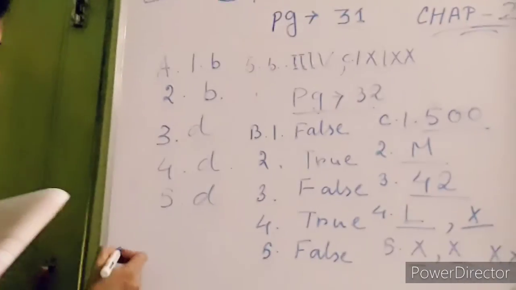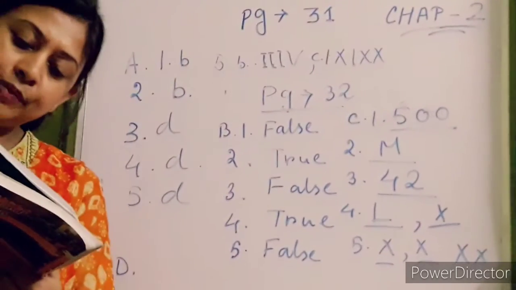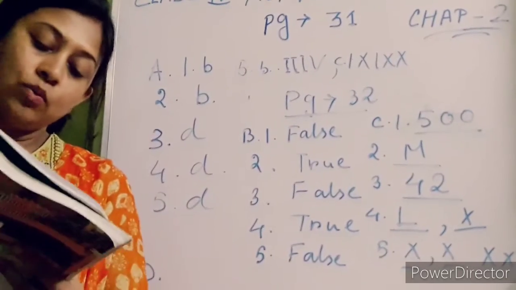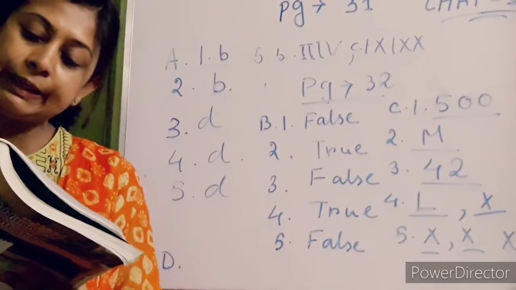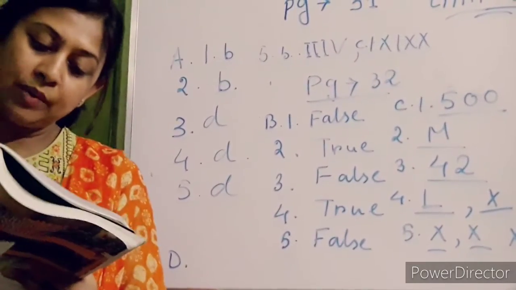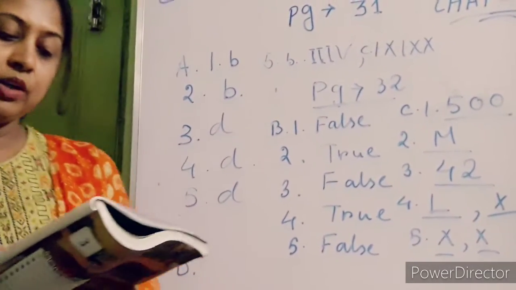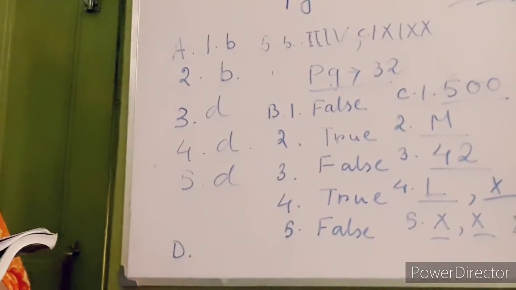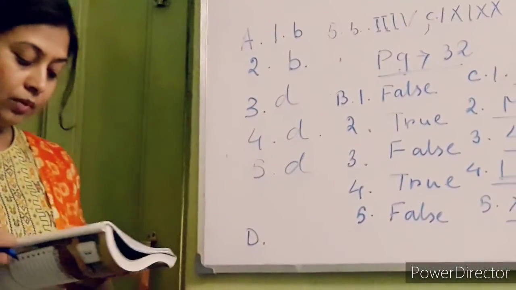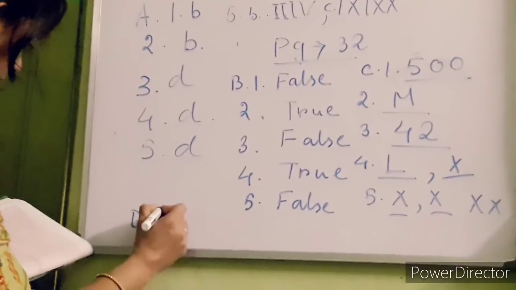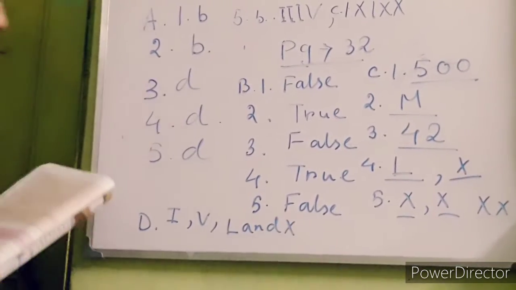Now the next problem. Ankit has a problem, and you have to solve this one. Ankit is stuck in a problem, so he takes the help of his elder brother. The problem is, what is the greatest and the smallest number that you can make by using the following Roman numerals? You have to make the greatest and the smallest numbers using I, V, L and X.